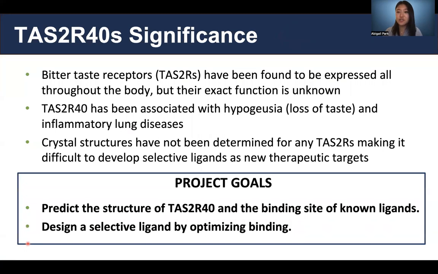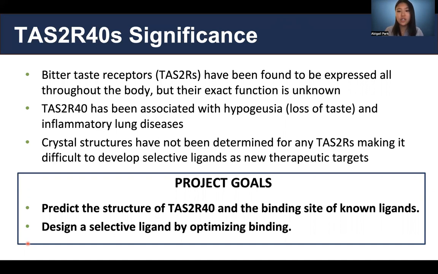And so bitter taste receptors are responsible for bitter taste detection, but they've also been found all throughout the body. However, their exact function is unknown, and they've actually been associated with a variety of diseases. For example, TAS2R40 has been associated with the loss of taste and also inflammatory lung disease.